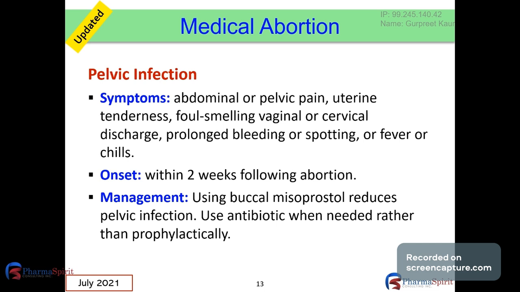Number two, routine use of the antibiotics is associated with poor adherence and side effects. So that's why we reserve the antibiotics until they are needed. So antibiotics are used when needed, when there's infection, rather than being used prophylactically.